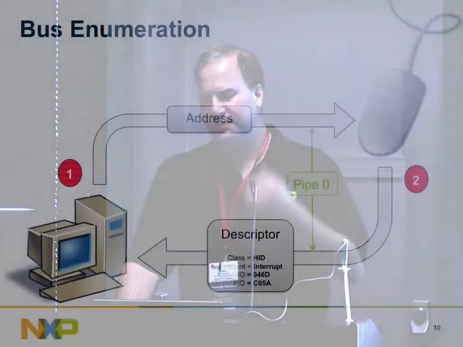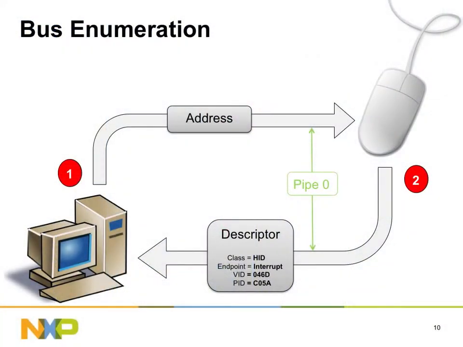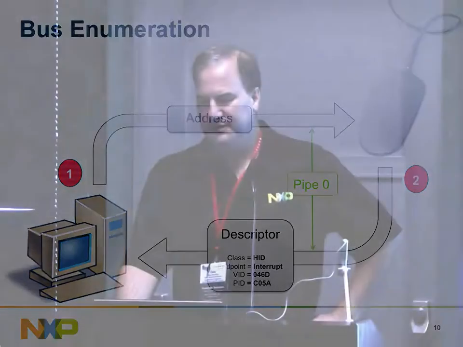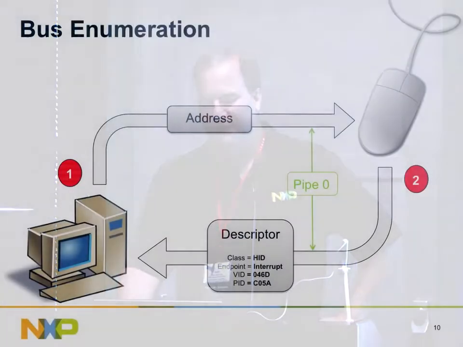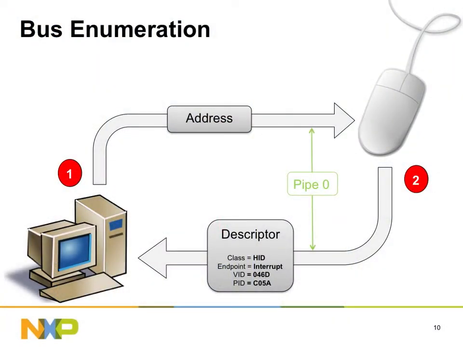And then step two, the device creates the descriptor that tells the host all about it. It sends a descriptor back to the host as a status return over that control pipe. And then the host reads the descriptor and creates a new pipe connected to the device's interrupt endpoint, because this is a mouse, so it uses interrupts. The operating system loads a standard Microsoft mouse class driver, and off you go.